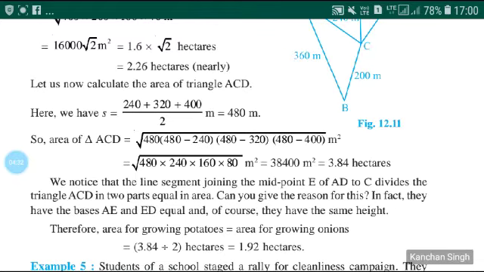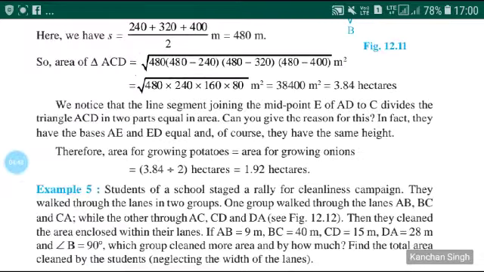This question is only looking lengthy, but there is nothing to it. Same formula, same method we have to use and calculate. Is that okay? Now see the second question. This is also very easy.